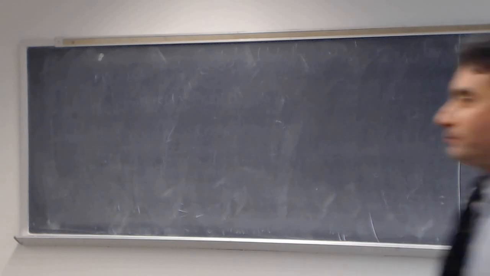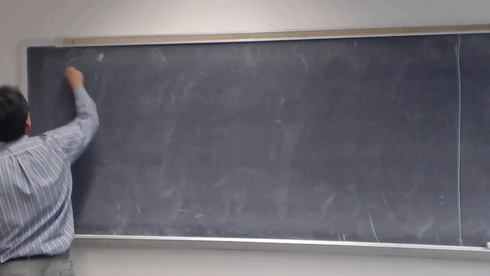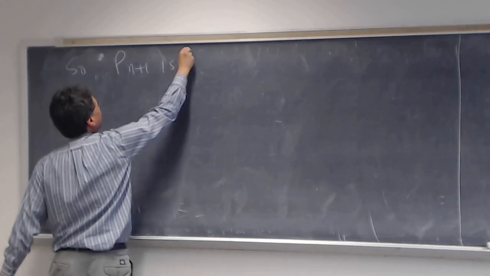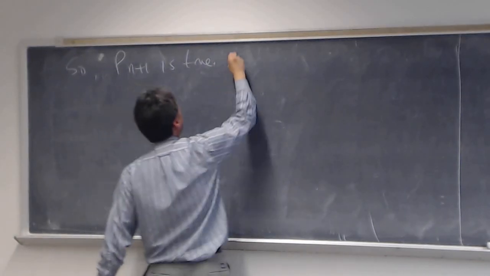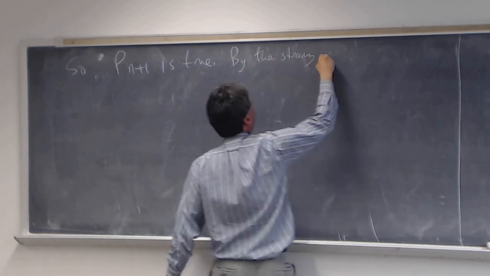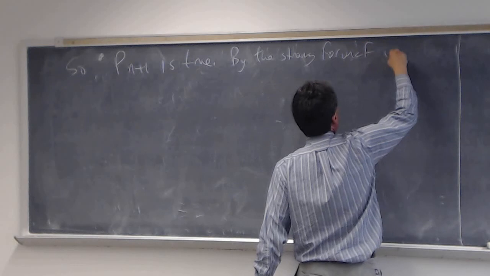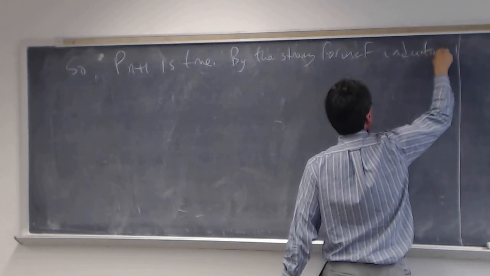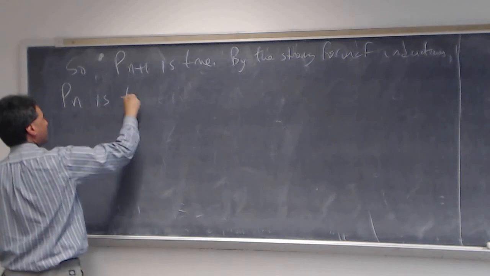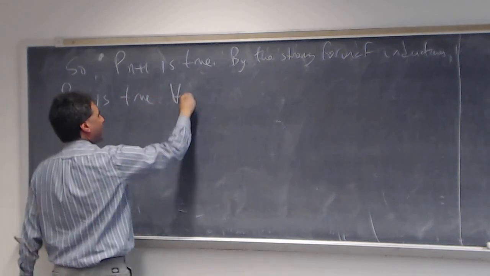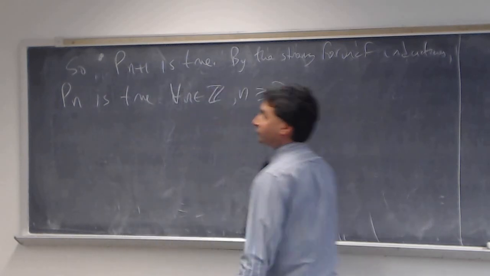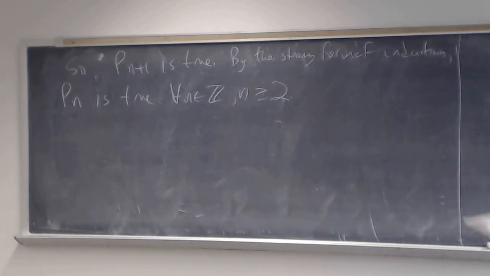So let me prove that over here. P(n+1) is true. By the strong form of induction, P(n) is true for all integers n greater than or equal to 2. So we've got the factorization into primes.